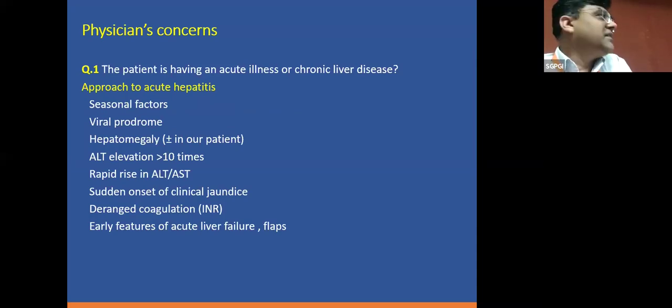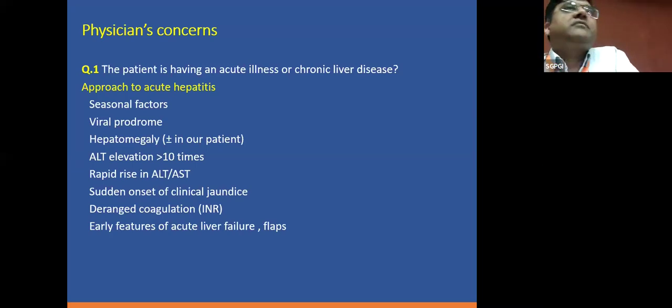But I have left one investigation here. Which one is that? Which will help you to know whether he is having acute hepatitis B or not. Tell me, tell me. IgM anti-HBc. If you are suspecting, then you can do IgM anti-HBc also.